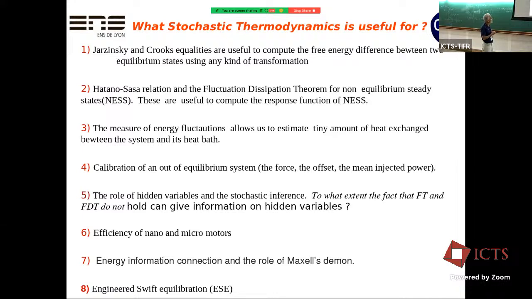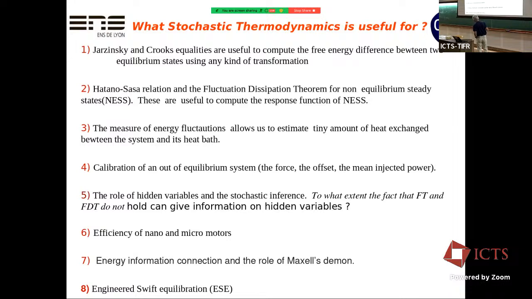Then you can use this in order to calibrate forces and offsets, for example, in the mean injected power. Why? Because suppose that I have a system that I know is described, for example, by a Langevin equation, okay? And now I do a measurement on that. I know for this case that the fluctuation theorem has to hold. If it doesn't hold, this is certainly useful information because it tells me that I'm doing something wrong in my experiment. So it's a cross-check, for example, to measure force. Then the same can be said for the inner variable, okay?